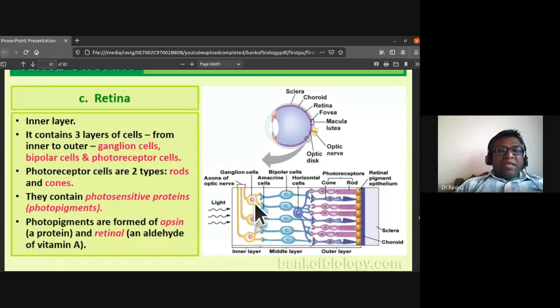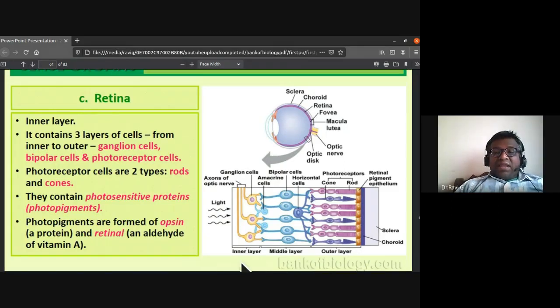So the inner ganglion cells, the bipolar cells. In the retina, you have these bipolar neurons. So ganglion cells, bipolar cells, and photoreceptor cells. There are rods and cones. This is the rod and this is the cone. Cone, as the name indicates, is cone shaped. These are all the outer layer.